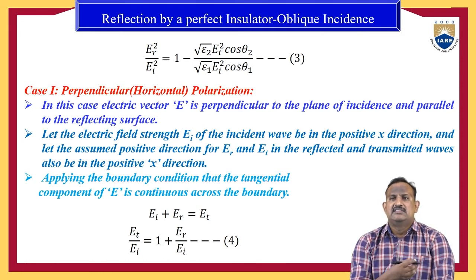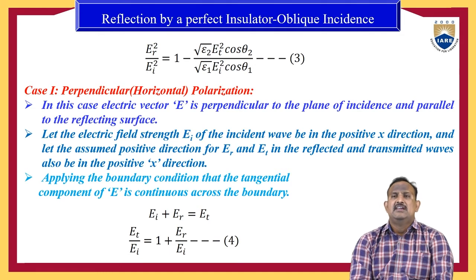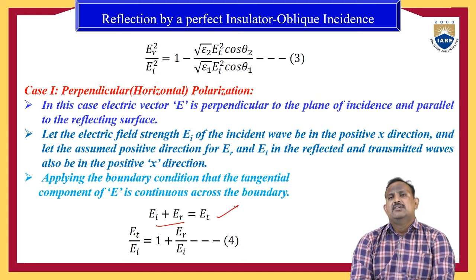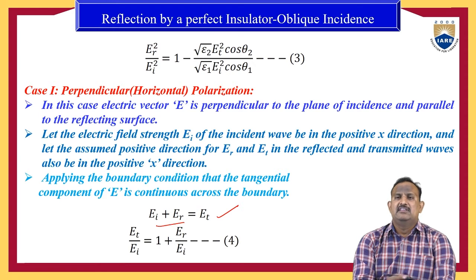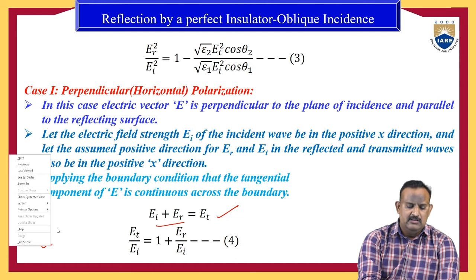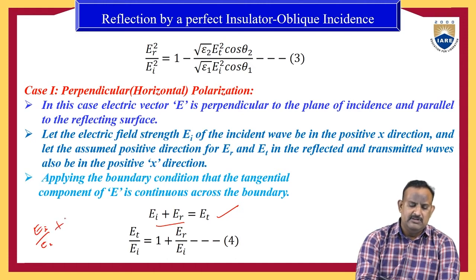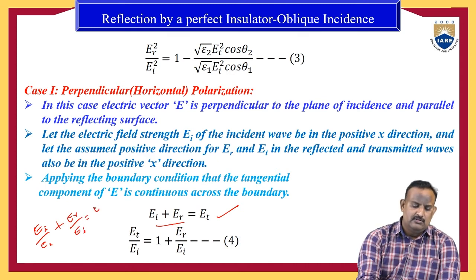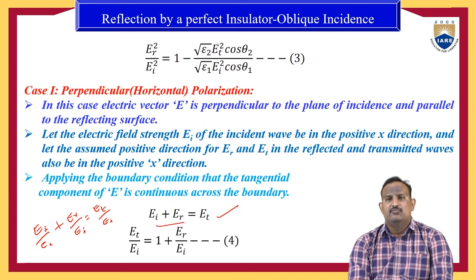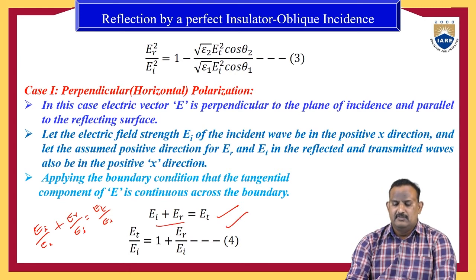Then apply the boundary condition that the tangential component of E is continuous across the boundary. So according to the boundary conditions, we can write the incident and reflected waves equal to the transmitted wave. Dividing the equation on both sides by EI, it is EI by EI plus ER by EI, which is equal to ET by EI. Therefore, ET by EI is equal to 1 plus ER by EI.